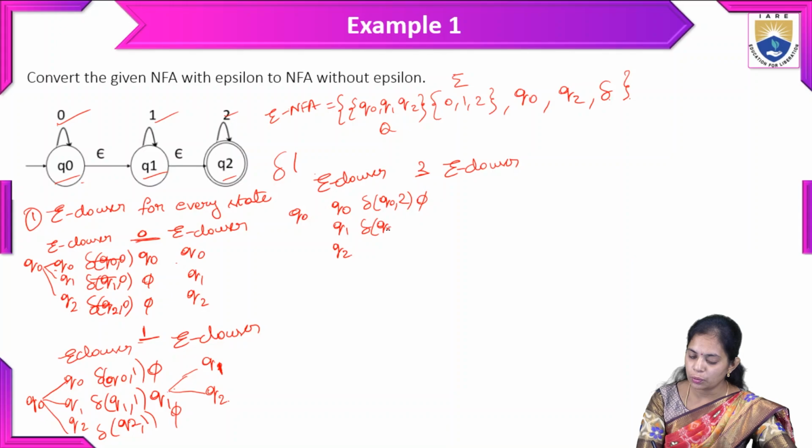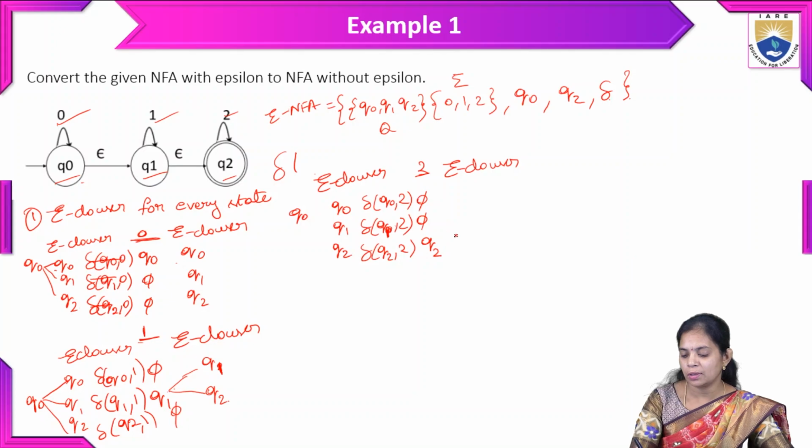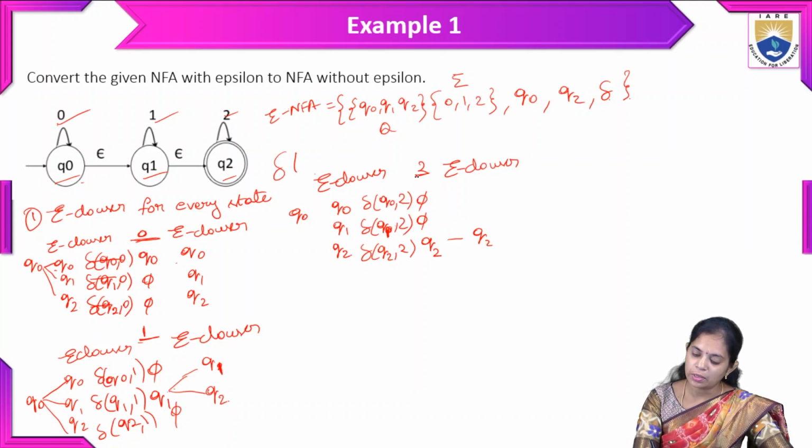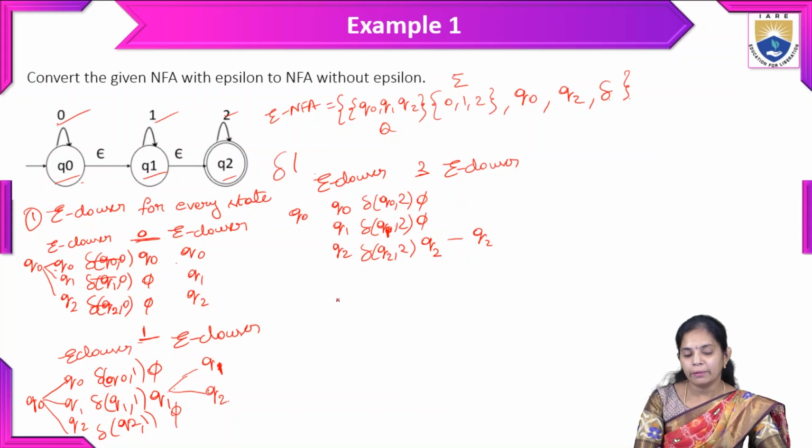And the transition of Q1 with 2 is also nothing, and the transition of Q2 with 2 is there. So what is the value? Q2 only. And the epsilon closure of Q2 is Q2 only. Itself it is having the epsilon symbol. And this is about the three input values we have taken.